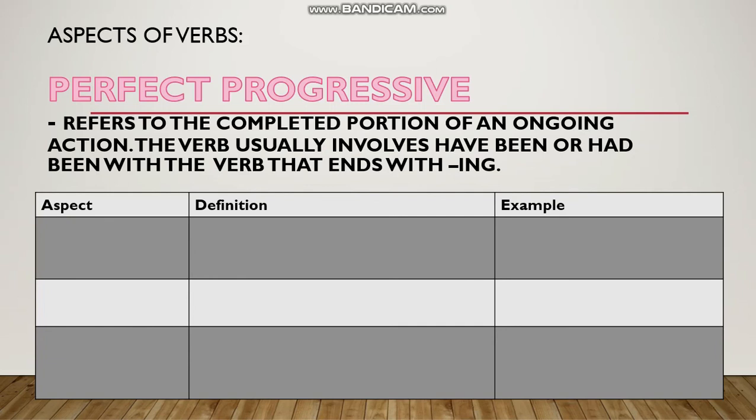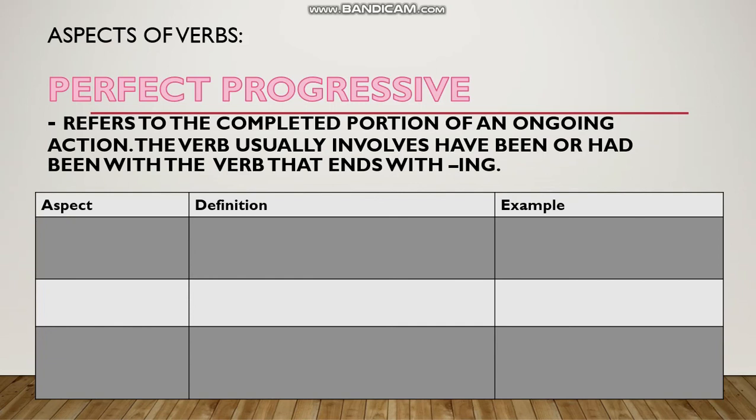Perfect progressive refers to the completed portion of an ongoing action. The verb usually involves have been or had been with the verb that ends with ing. So the definition now gave us a formula. Have been or had been plus the verb that ends with ing, our main ingredient.